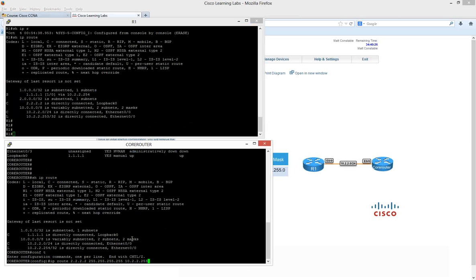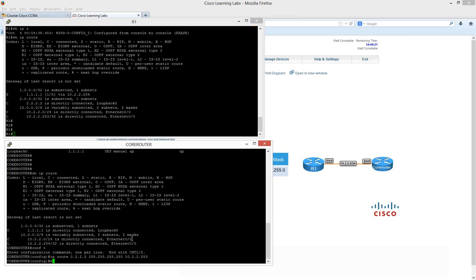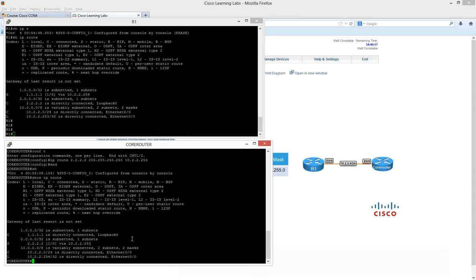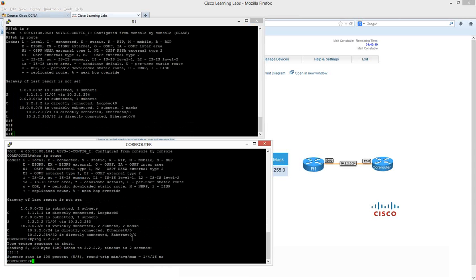That's where I'm going to send it to my next host. Okay. Now, there it is. Route's now in there. If I ping... Bingo. So that's my static routing. Okay, nice and simple. Nice and easy.